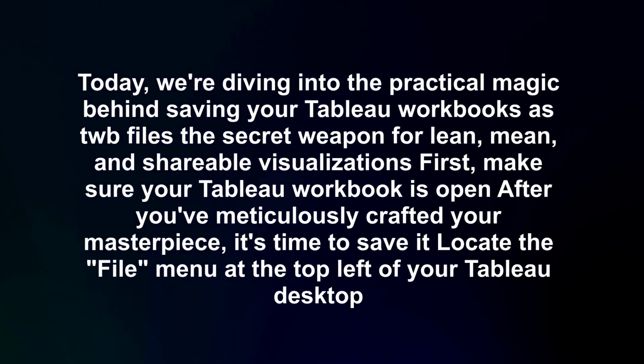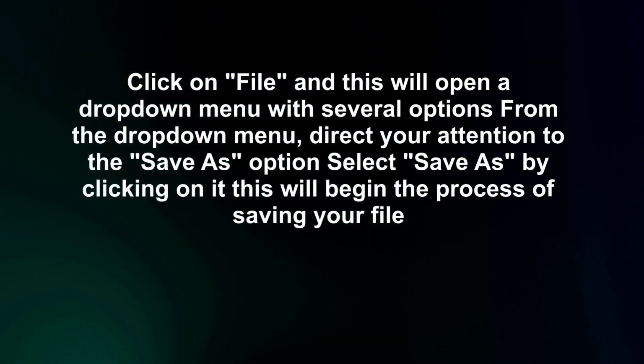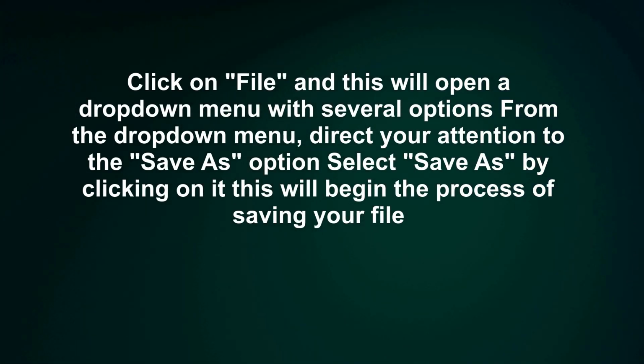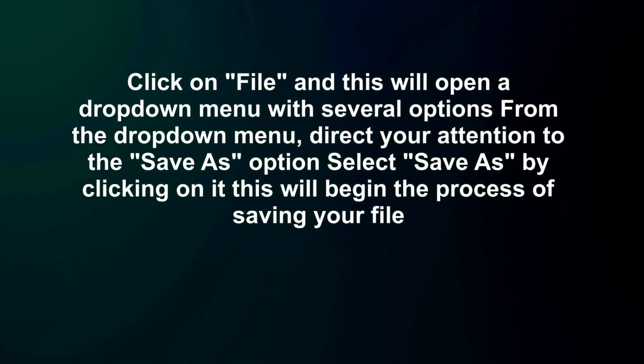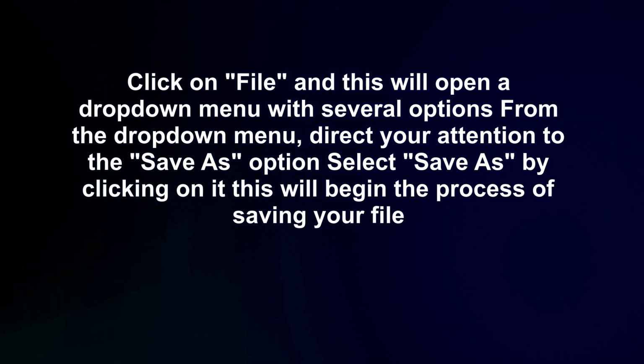It's time to save it. Locate the File menu at the top left of your Tableau desktop. Click on File and this will open a drop-down menu with several options. From the drop-down menu, direct your attention to the Save As option. Select Save As by clicking on it. This will begin the process of saving your file.